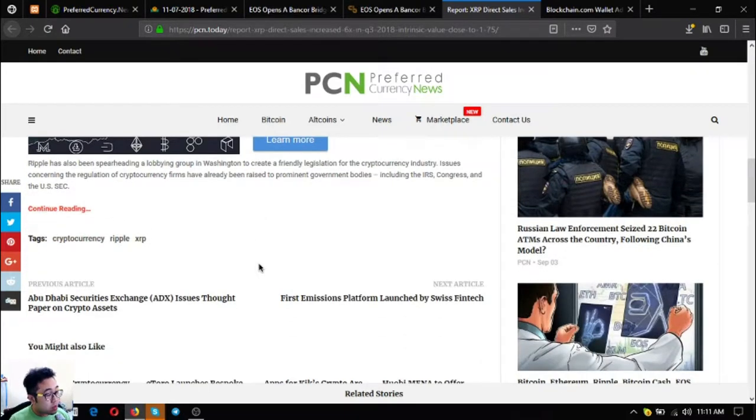Ripple has also been spearheading a lobbying group in Washington to create a friendly legislation for the cryptocurrency industry. Issues concerning the regulation of cryptocurrency firms have already been raised to prominent government bodies, including the IRS, Congress, and the US SEC.